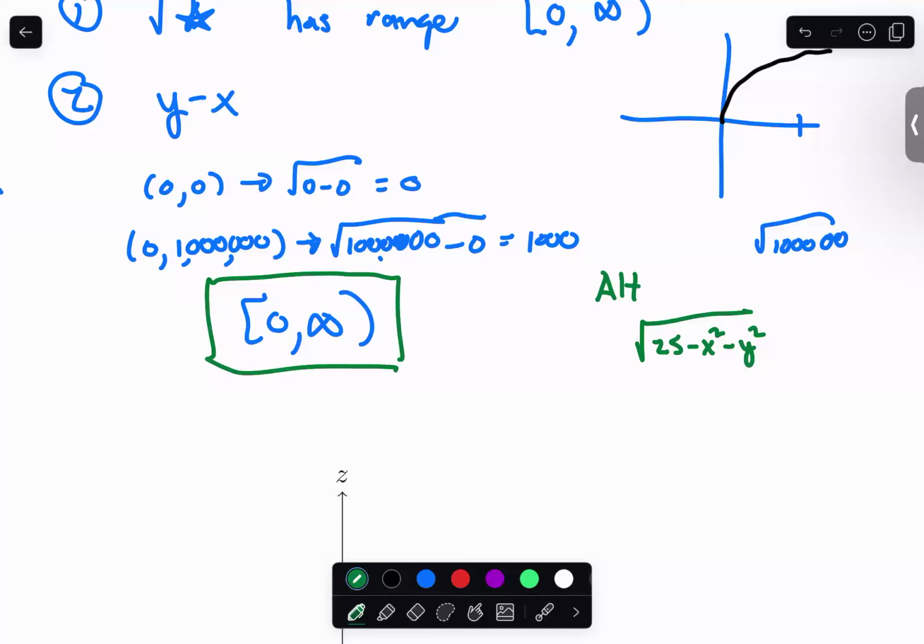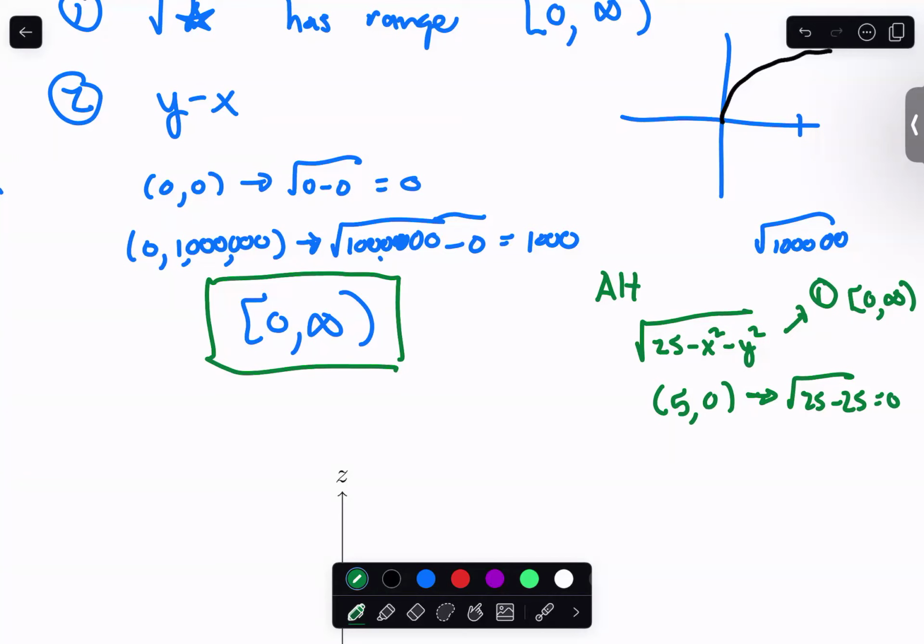In this case, after step 1, the outermost function is still the square root function. So I'm thinking about its range, its set of outputs, which is from 0 to infinity. Can I still get out all of those numbers from the inside? In this case, I can get very, very close to 0. For instance, if I plug in 5 for x and 0 for y, I would get the square root of 25 minus 25, so that equals 0. So yes, I can get 0.